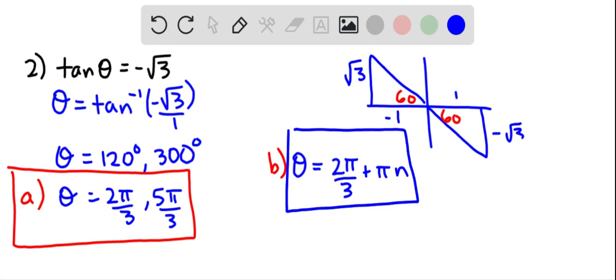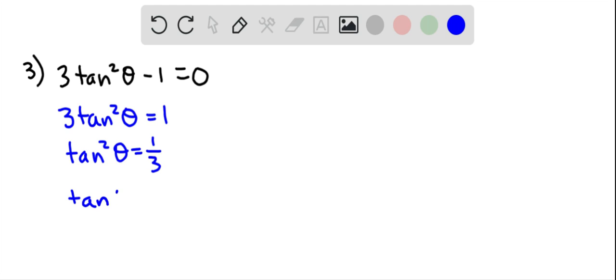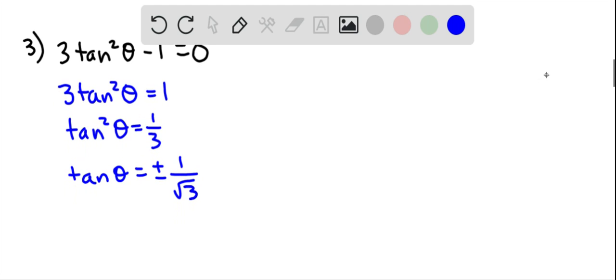Okay, problem number 3. So let's add 1 to both sides and then divide both sides by 3. And then we'll take the square root of both sides. Don't forget about plus or minus. Square root of 1 is 1 and square root of 3 is 3. And then the inverse tangent.